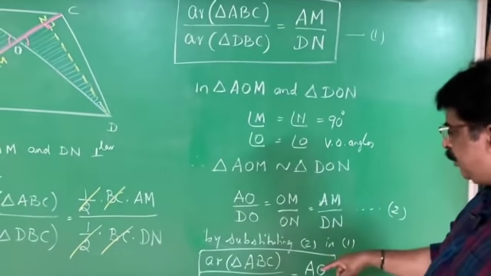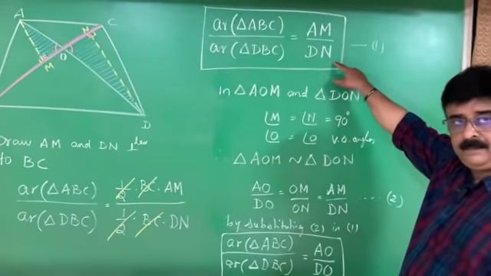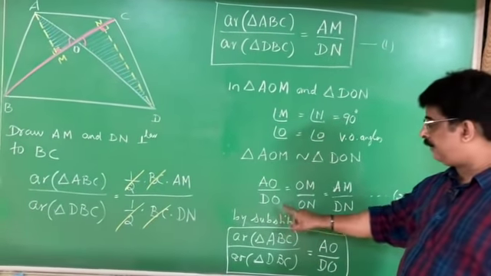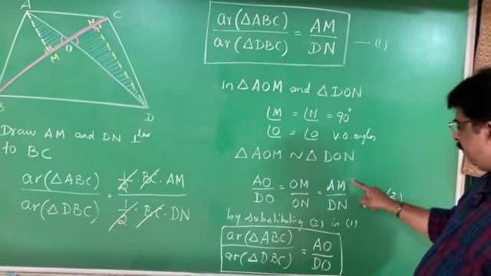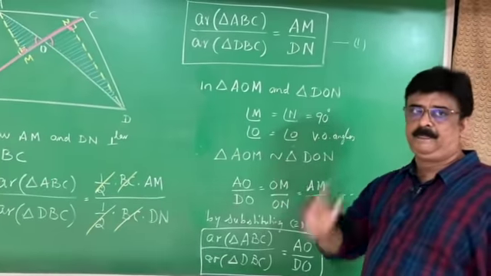ratio. In that ratio, I get 2 things. One is AM by DN. That is, I draw it. AM by DN is same as AO by DO. Therefore, I replace AM by DN with AO by DO. I get the result. Simple problem. It is a 3 marks problem.